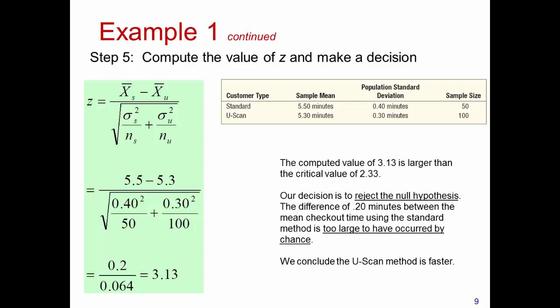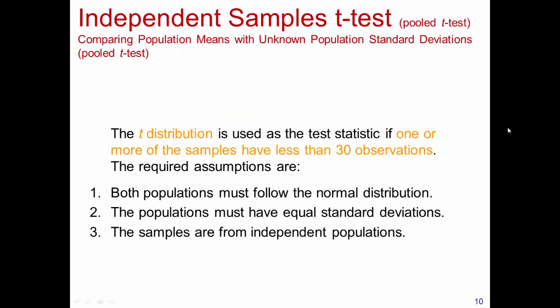Well, what happens if we don't know the population standard deviations and we have a small sample? We can use a t-test instead of a z-test as our test statistic. That's referred to as the independent samples t-test, or a pooled t-test, when we're comparing population means with unknown population standard deviations and we have a small sample in one of the groups. Most of the time we're not going to know the population standard deviations for each of the groups, so we substitute the sample standard deviation for the population standard deviation.